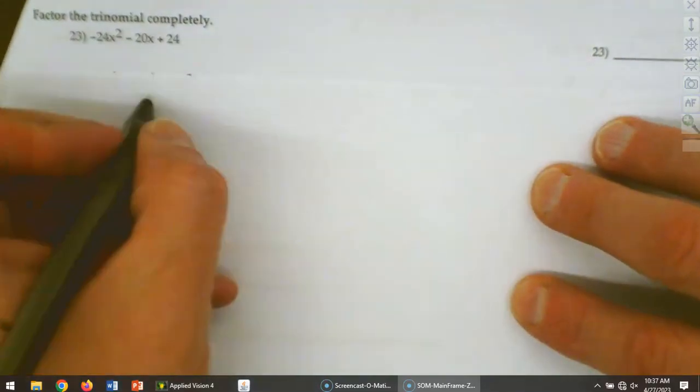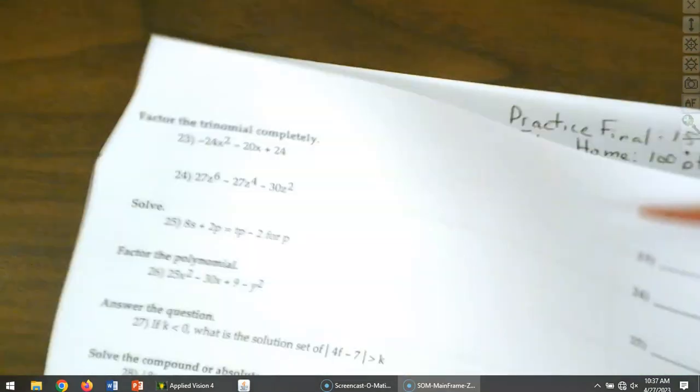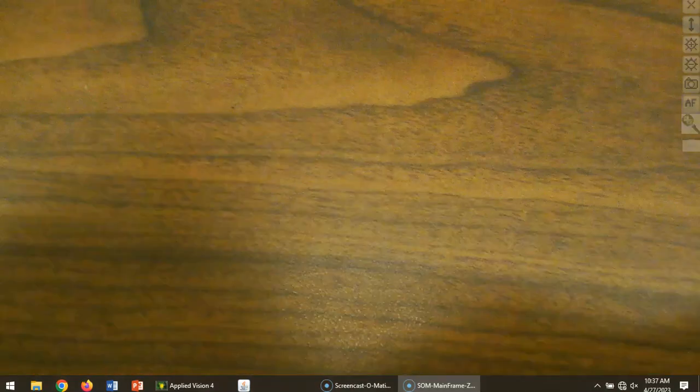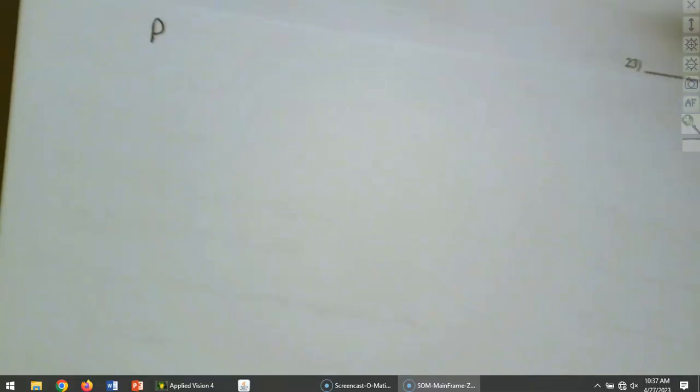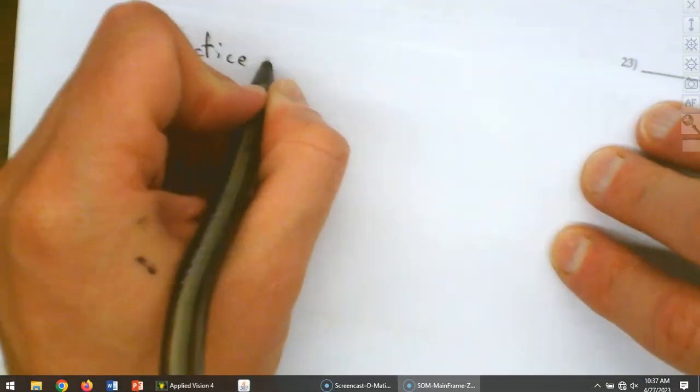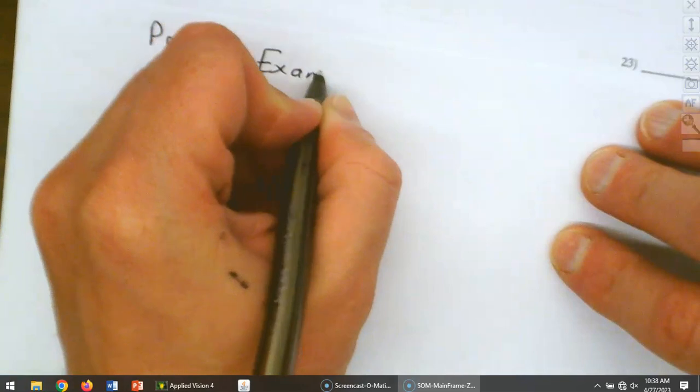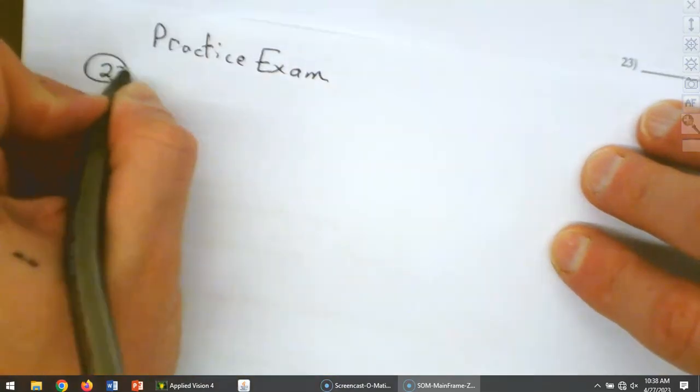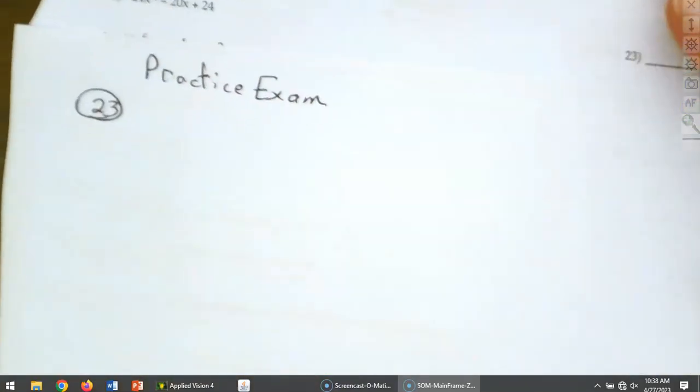So let's look at our practice exam. Make sure this is our practice one here. Yep. Okay. Practice exam, question 23. We'll do some factoring ones today. This is what we've got.